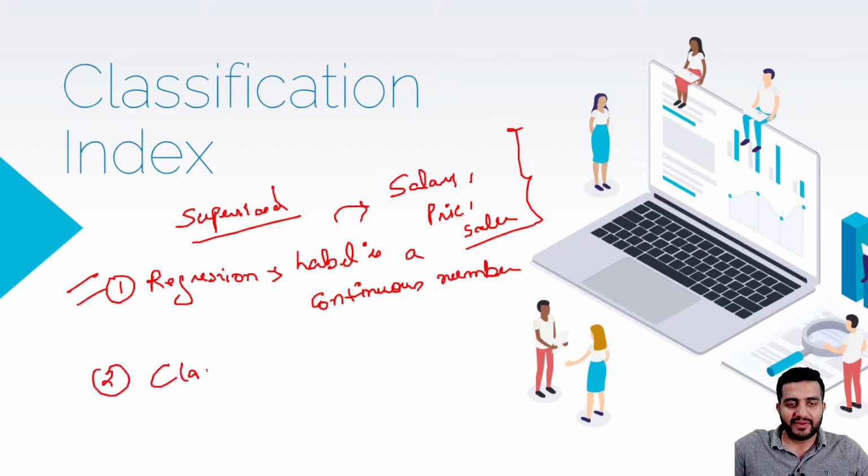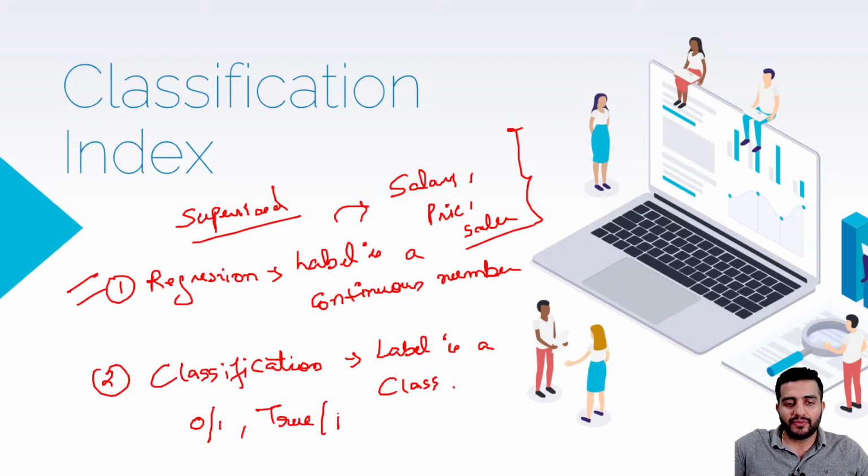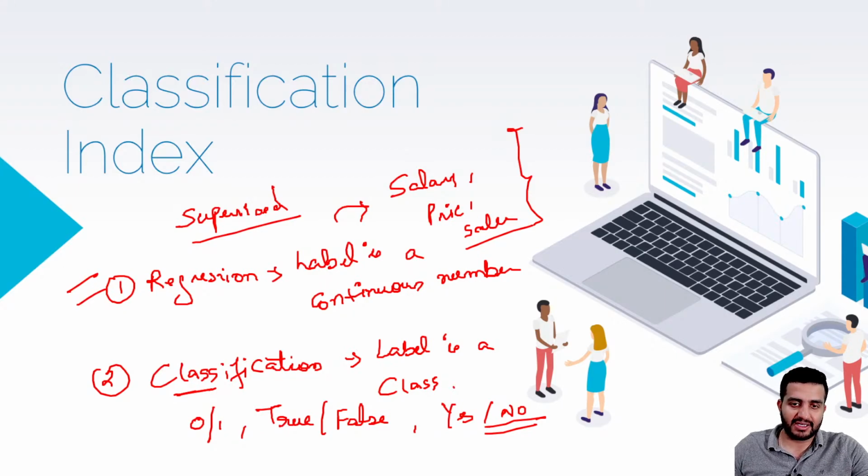Second would be a classification type of problem, where the label is a class. Class as in 0, 1, true, false, yes, no. All of these come under the classification type, and that is where we will be evaluating how these individual classes are assessed in our problem statement. So that's the agenda for today, and we will be discussing that as well.